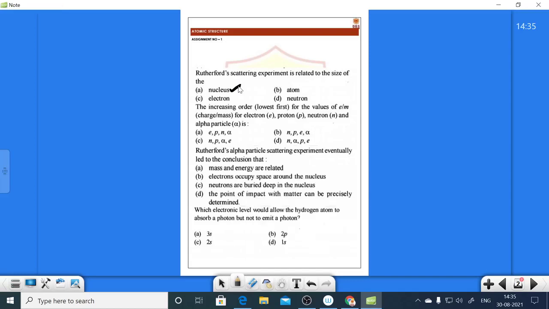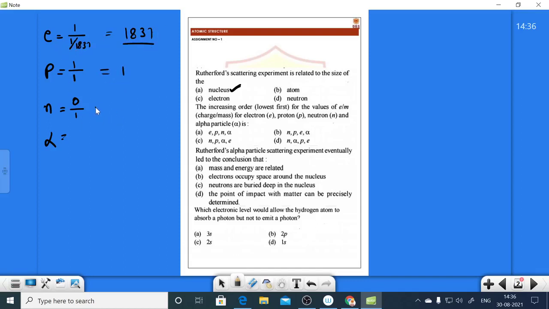Next one, the increasing order, lowest first, for the values of e by m, the charge by mass ratio, for electron, proton, neutron and alpha particle. So guys, we all know that charge can be taken as 1 for electron and 1 for proton. The mass of proton will be 1 unit. For neutron, the charge will be 0, mass will be 1 unit. And if these masses are 1 unit, then the mass of electron will be 1 by 1837. So we have this 1837 e by m ratio for electron.